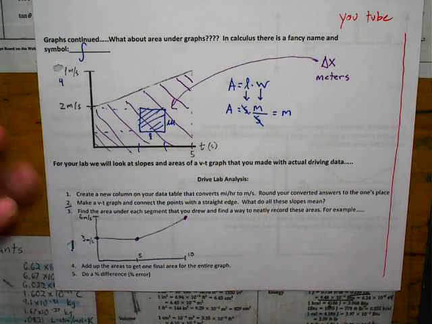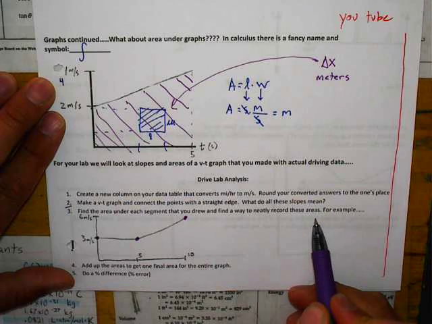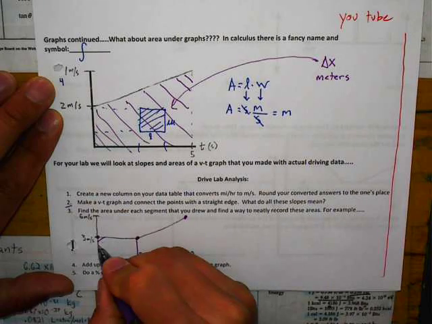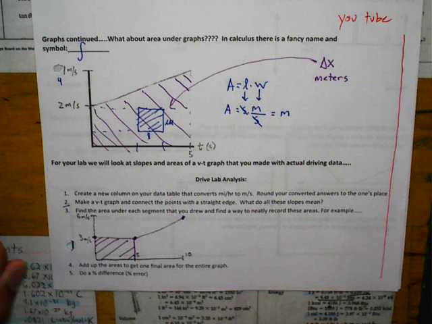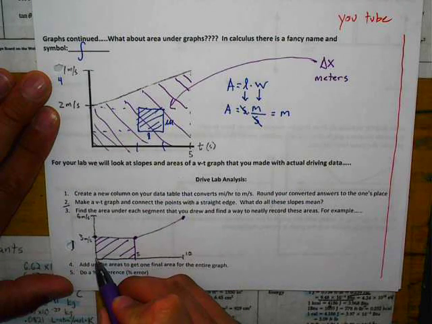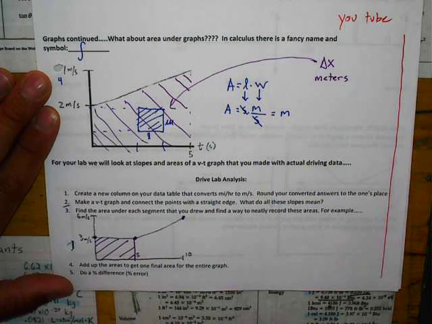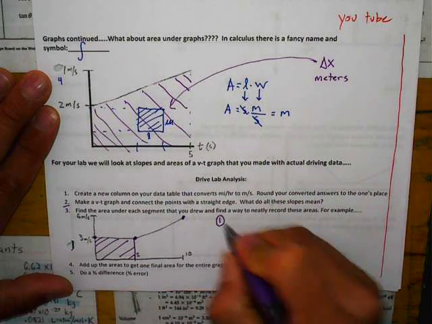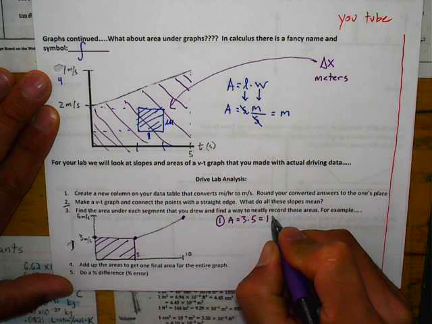What I'm going to have you do is find the area under each segment that you drew and find a way to neatly record those. For the first 5-second interval, I want to calculate this area. Let's say I was going the same speed. This is a rectangle, which is super easy to calculate. This side of my rectangle is equal to 3 meters per second, and this side is equal to 5 seconds. So I just do 3 times 5. If I call this segment 1, the area is equal to 3 times 5, which is equal to 15 meters.